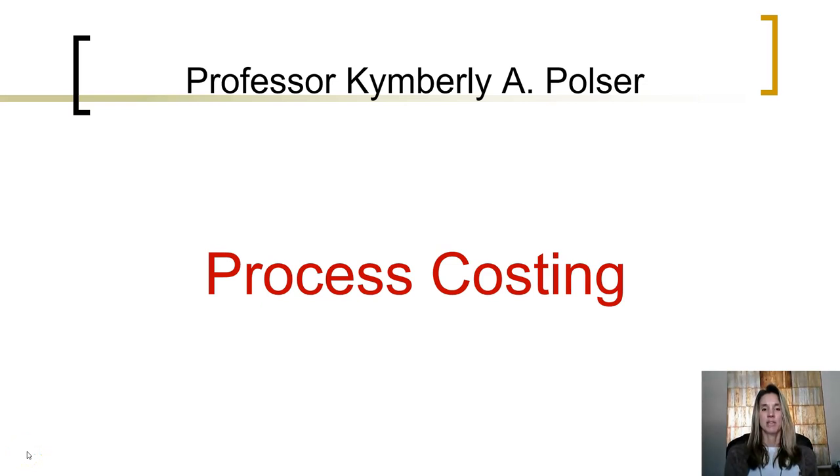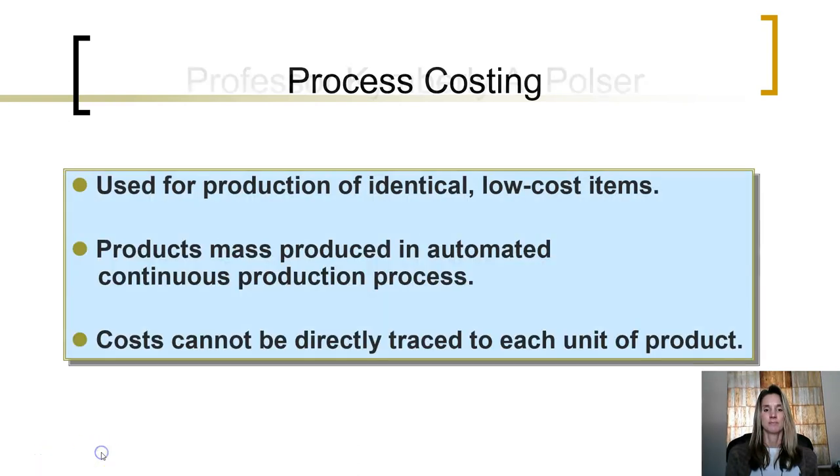In this episode, we will take a look at an overview of a process costing system. A process costing system is used for a manufacturer when accounting for cost when they are producing identical low-cost items. Inventory items that are mass-produced in an automated continuous production process make it difficult to trace costs directly to each inventory item. So because we cannot trace directly to each unit of product, instead we trace costs to processes or to departments.